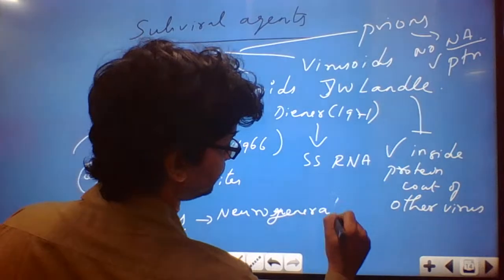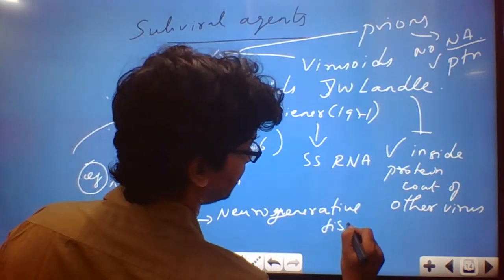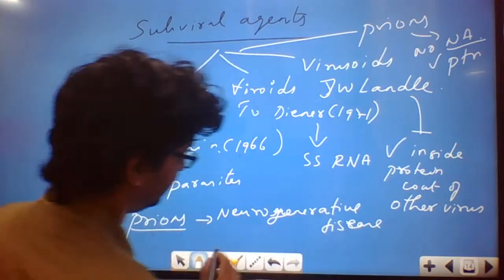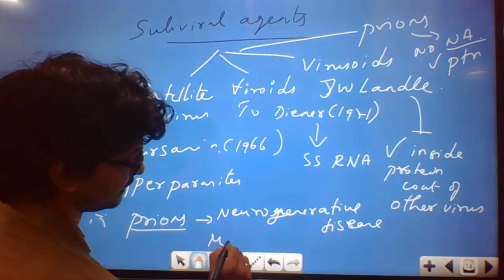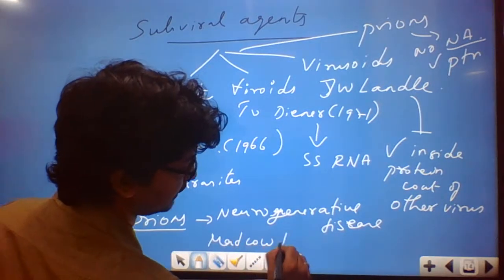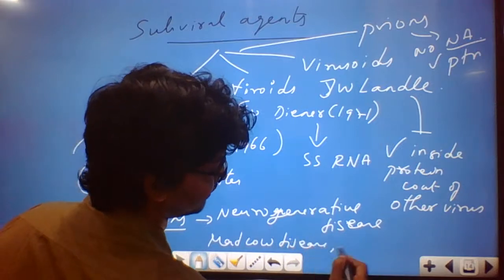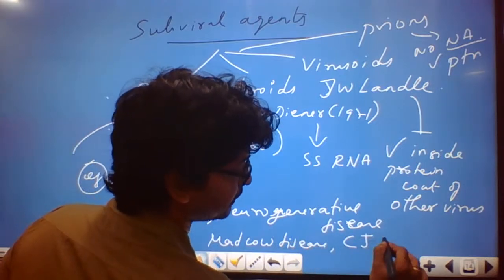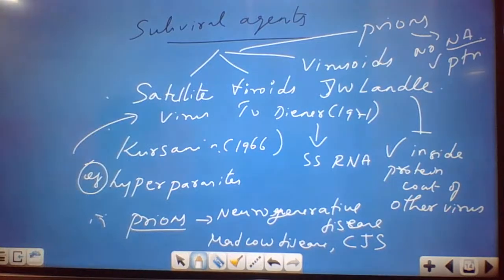Prions are responsible for neurodegenerative disease. Can you give some examples of this disease? Here you could see mad cow disease. We call it mad cow disease, especially in the case of cattle, or Creutzfeldt-Jakob syndrome, CJS.